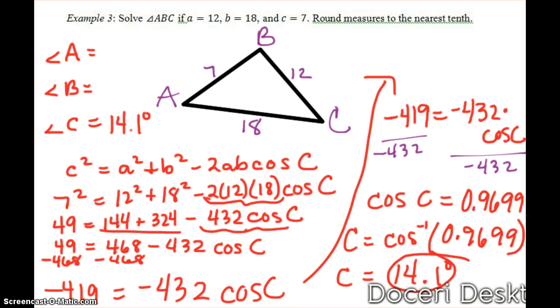Okay, so I've only found angle C. So I'm going to have to do the same thing for either angle A or angle B. And actually, I'm just going to do the same thing for angle B. To make a little room, I'm going to erase some of the work that I have here. And we'll do the law of cosines for angle B as well.